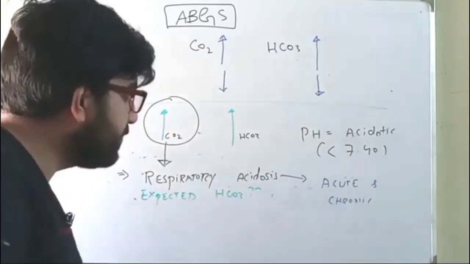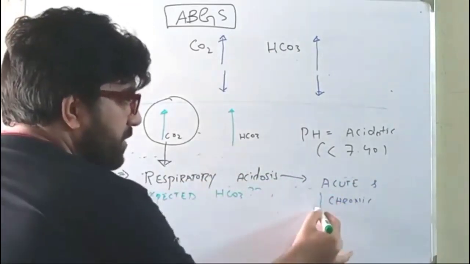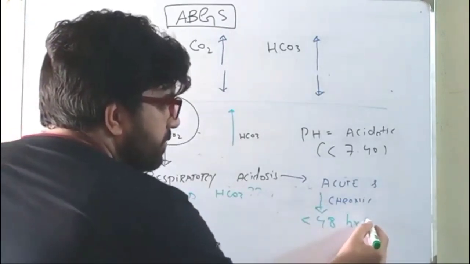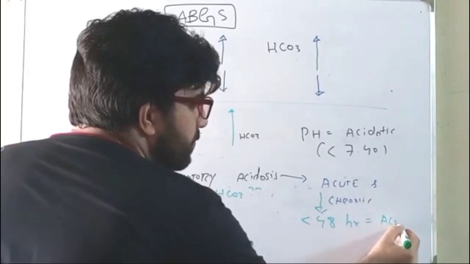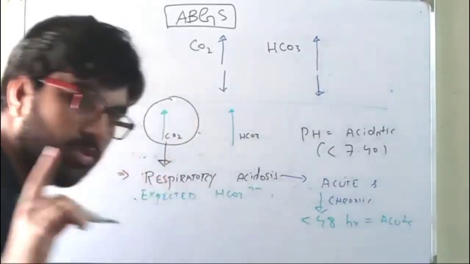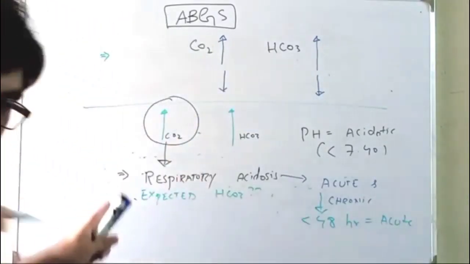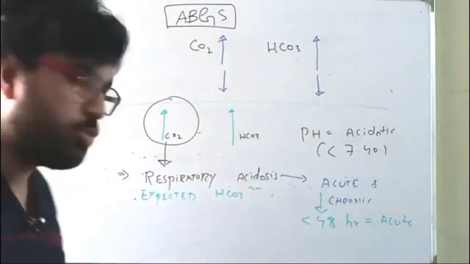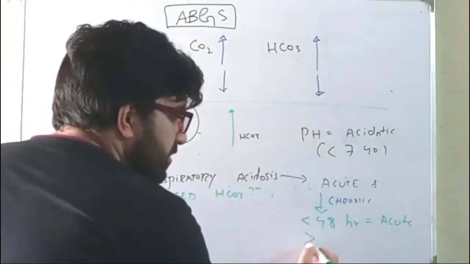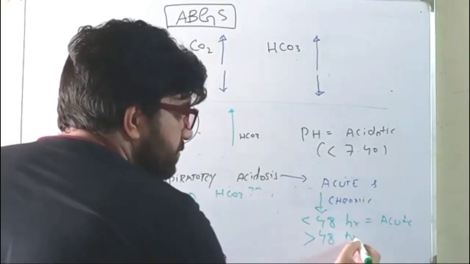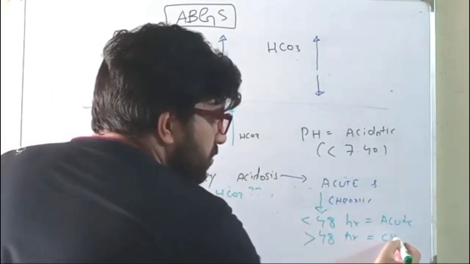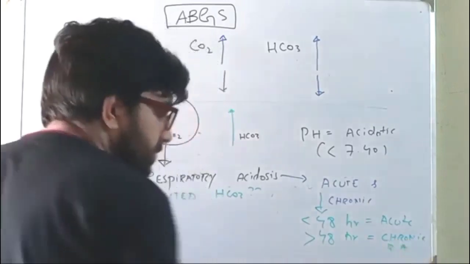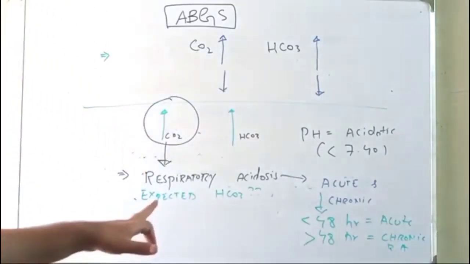It is said if the problem is less than 48 hours, this is acute. We must know about the chronicity in order to apply the formula, because for acute respiratory acidosis formula is different, for chronic respiratory acidosis formula is different. If it is more than 48 hours, this is chronic respiratory acidosis.